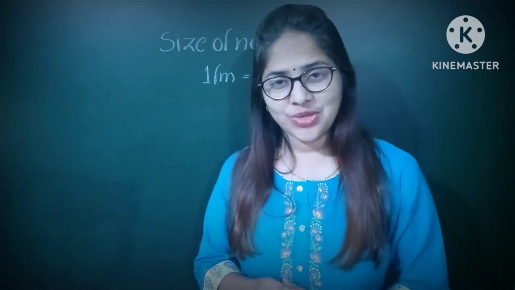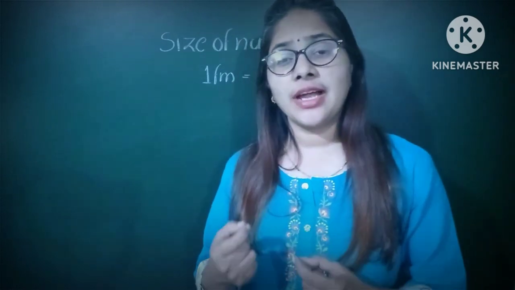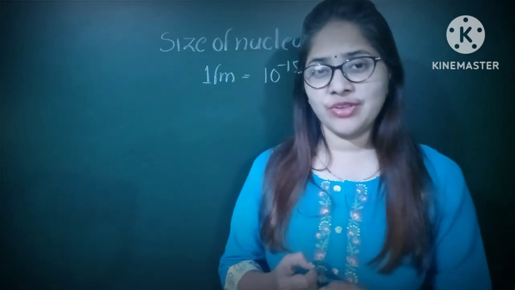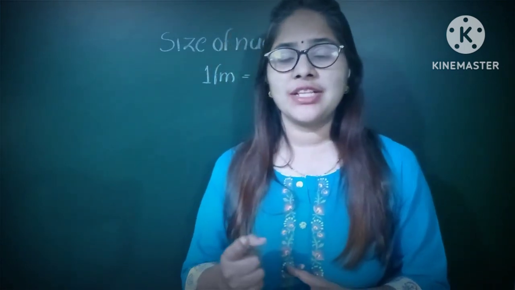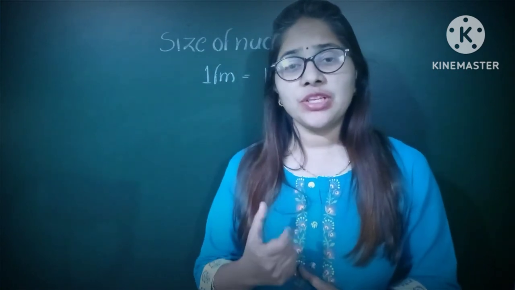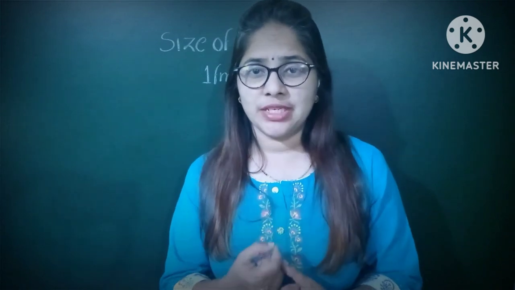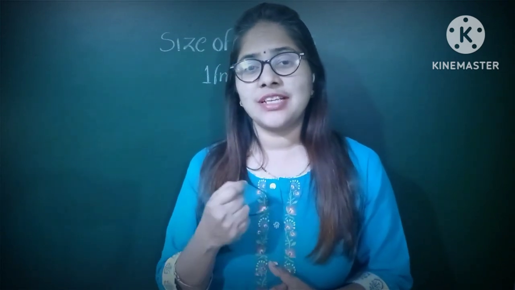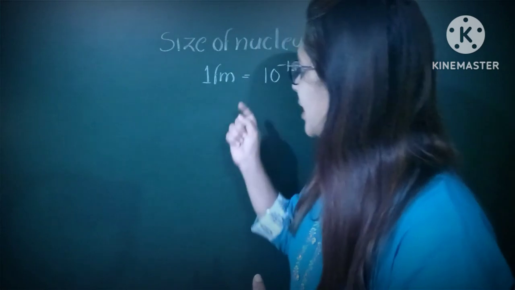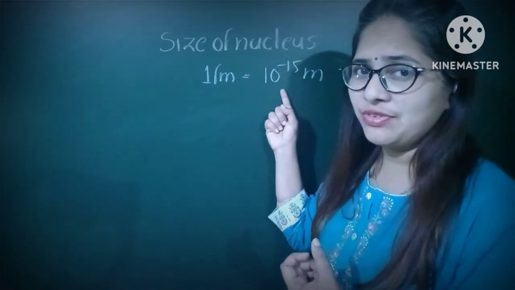Hello students, today we are going to see what is the size of the nucleus. In atomic and molecular physics, we always deal with distances in angstroms, and we know that 1 angstrom is equal to 10 raised to minus 10 meters. But in nuclear physics, we deal with distances in femtometers. 1 femtometer is 10 raised to minus 15 meter. I have written it here.